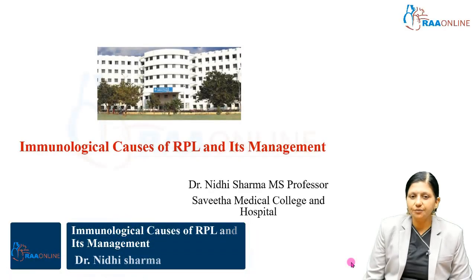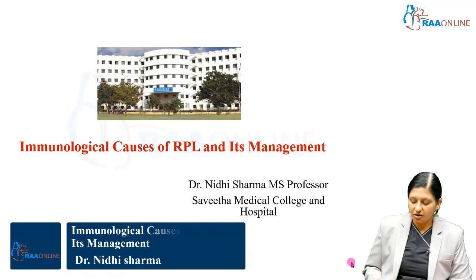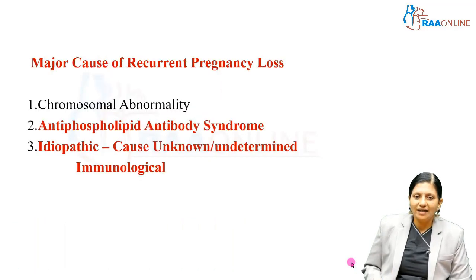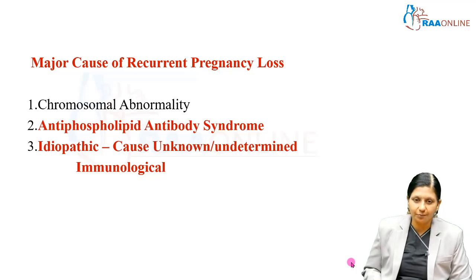Welcome to Raaonline. Today's topic is immunological causes of recurrent pregnancy loss and its management. So what are the major causes of recurrent pregnancy loss? Chromosomal abnormalities, antiphospholipid antibody syndrome, and idiopathic cause, which is unknown or undetermined, or it can be immunological. So in today's lecture, we'll discuss antiphospholipid antibody syndrome as well as the previously thought unknown or undiagnosed causes, which are increasingly being recognized as being immunological.